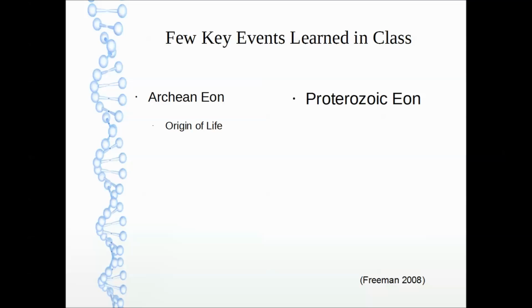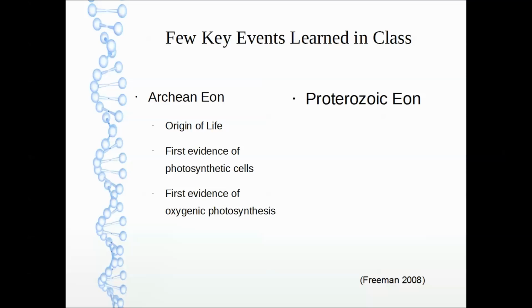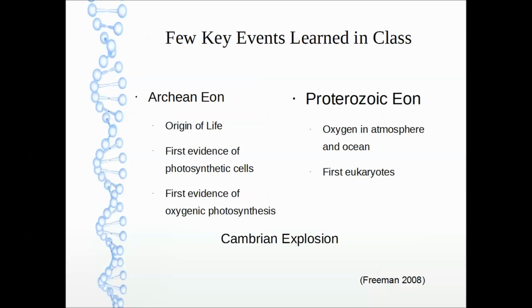In the Archean eon, we have the origin of life, first evidence of photosynthetic cells, and first evidence of oxygenic photosynthesis. In the Proterozoic eon, we have oxygen in the atmosphere and ocean, and the emergence of eukaryotes. Another important event that I want you to be aware of is the Cambrian explosion, because we're going to ask the following question. What were the atmospheric, geological, and solar conditions like in the early Earth, and how did they affect the evolution of life, leading to the Cambrian explosion?